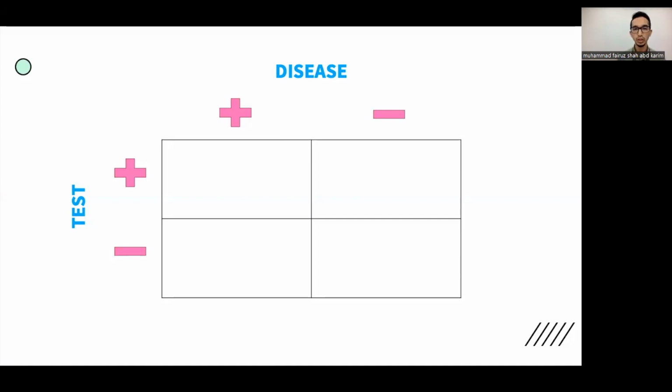Let's take an example, looking at the first column, the disease, as cancer or non-cancer. If you have cancer, it is positive. If you don't have cancer, it is negative. The test is positive if you have cancer.